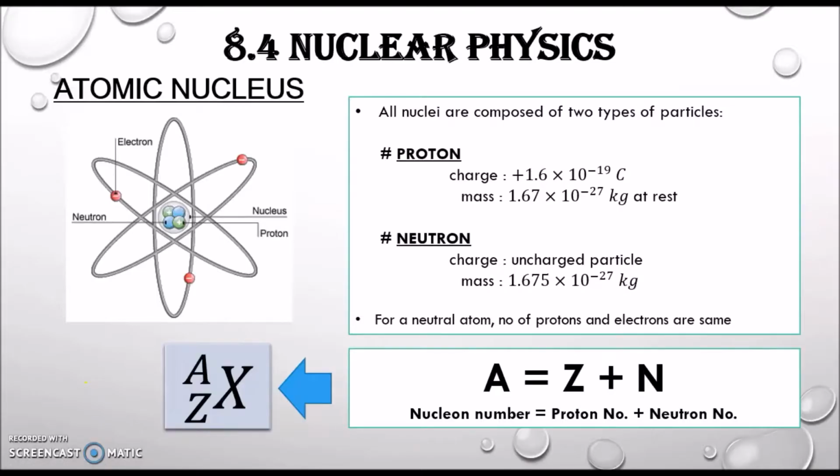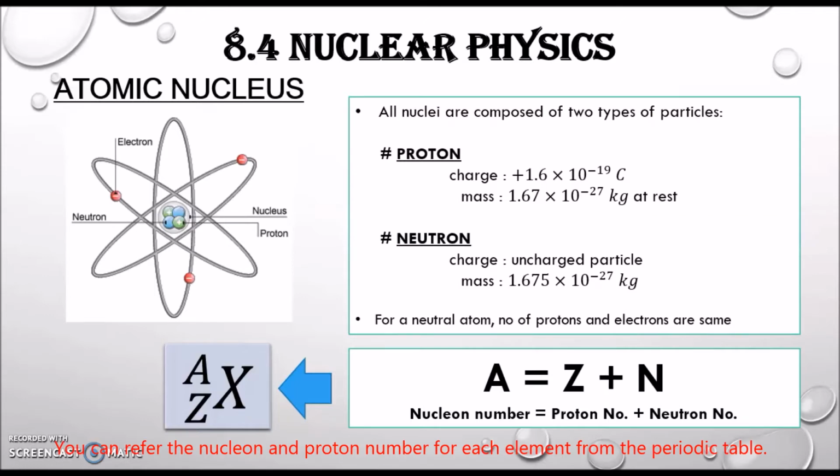8.4 Nuclear Physics. Previously, we have learned about Bohr's atomic model. Bohr said that an atom consists of an electron that moves in a circular orbit of radius r around a positively charged nucleus. And we already focused on the movement of the electron around the nucleus. Starting from this subtopic, we are going to focus on the nucleus.